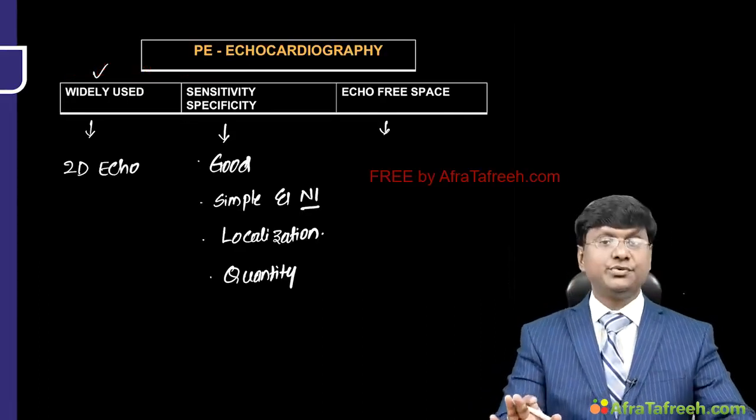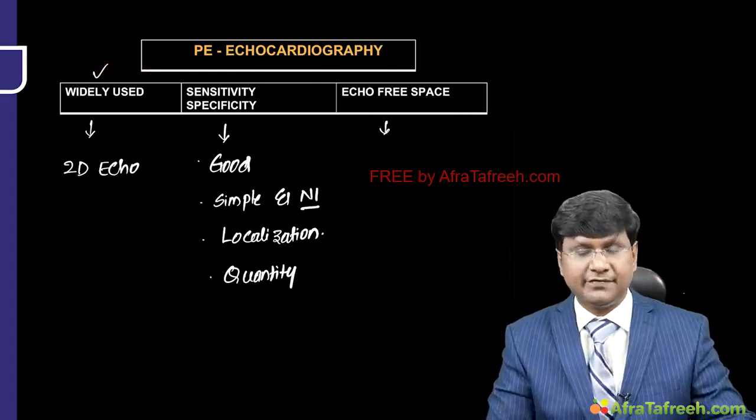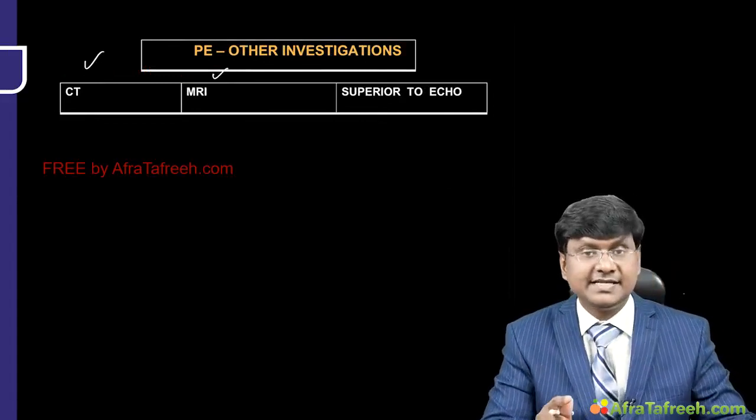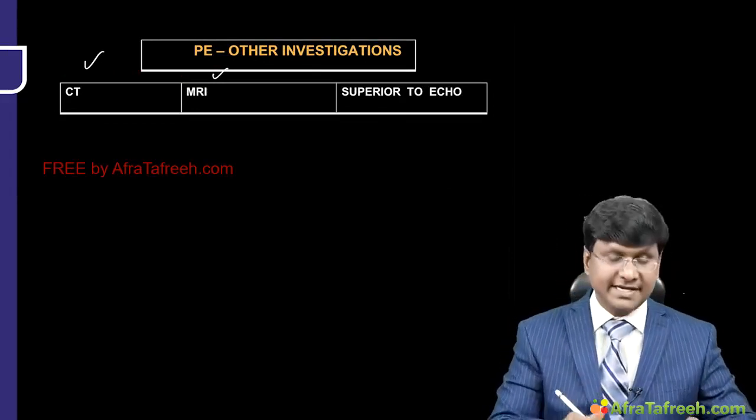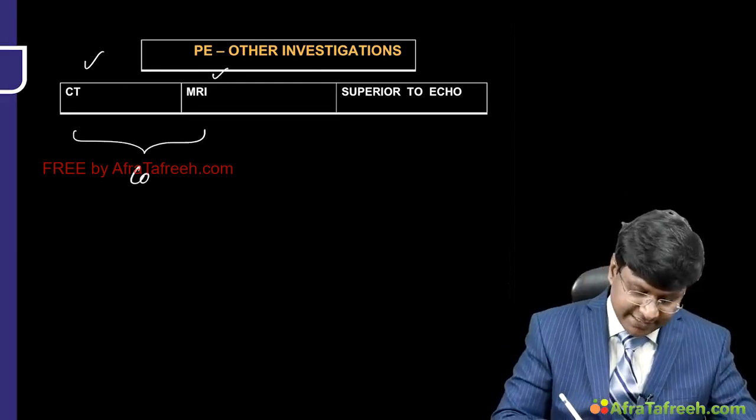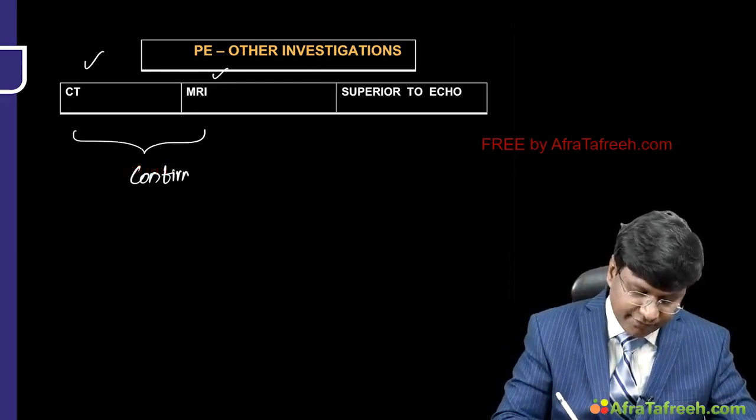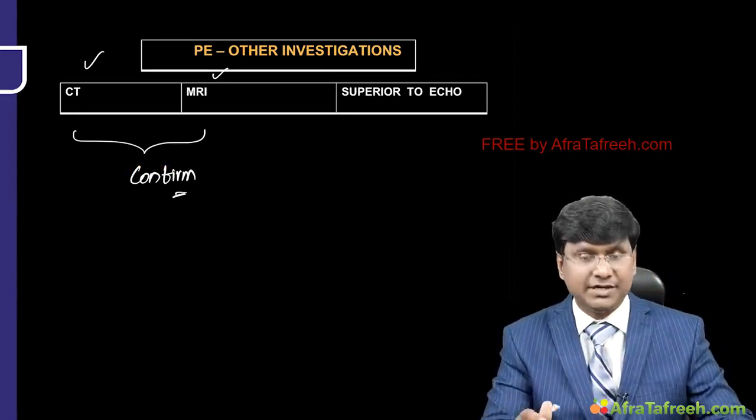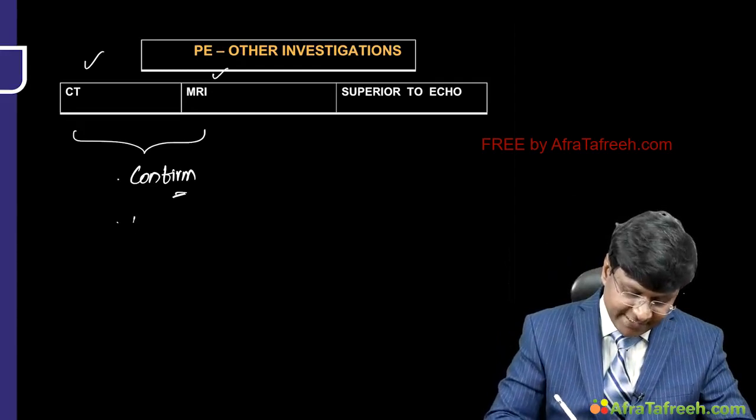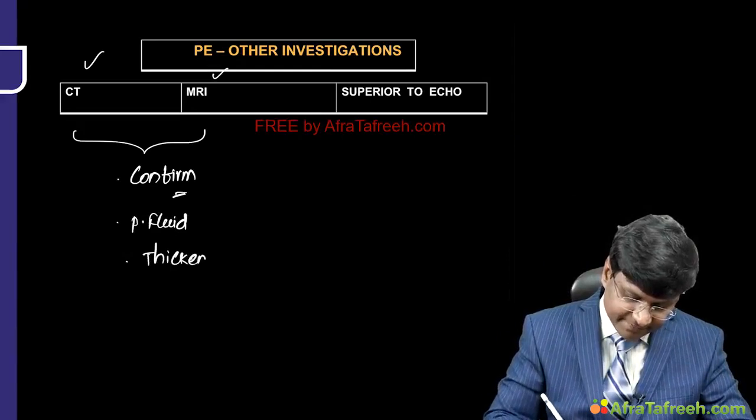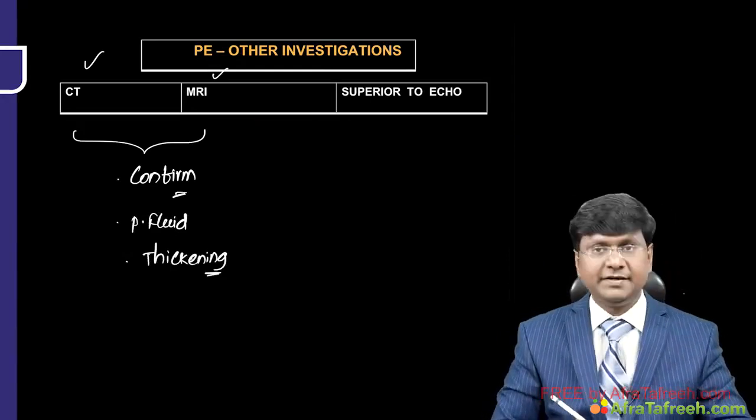So this is about your 2D echo for diagnosing the pericardial effusion. But for diagnosing the pericardial effusion, the other investigations are the CT and MRI. CT and MRI will confirm the diagnosis of the pericardial effusion. What will you observe? You will observe the presence of the pericardial fluid, and you will also notice thickening of the pericardium.